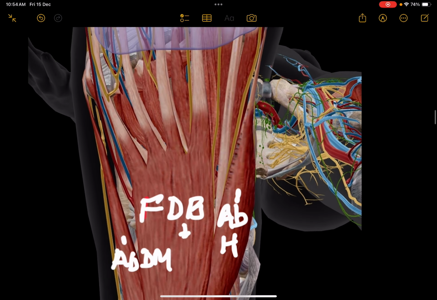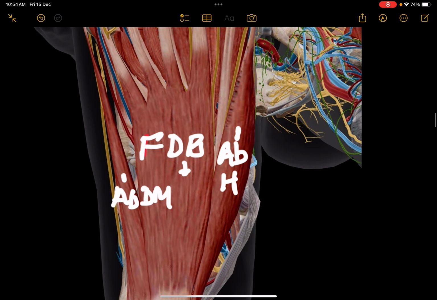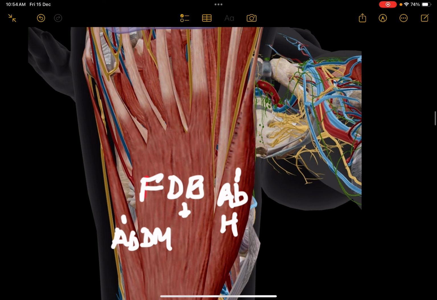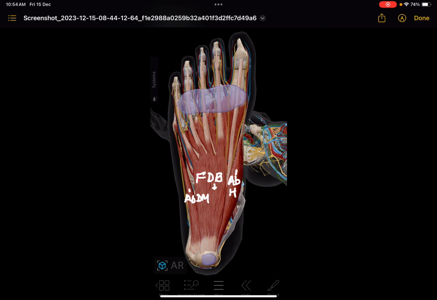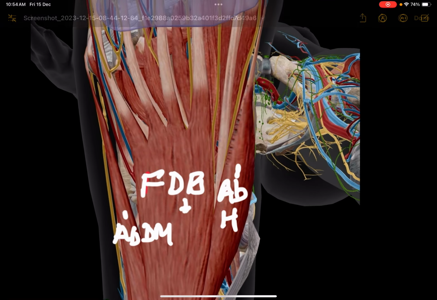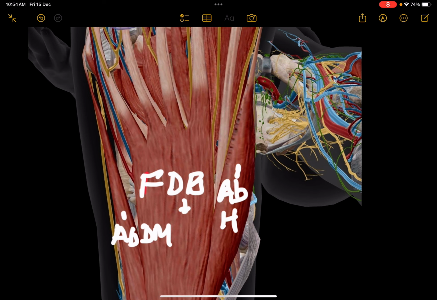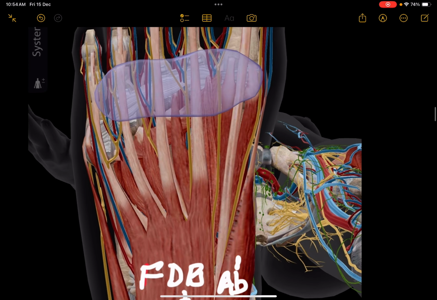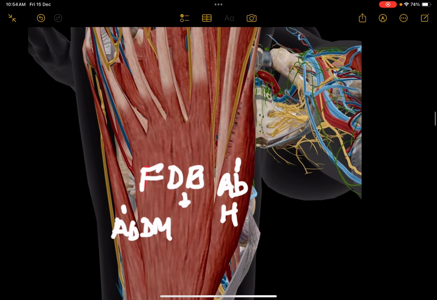Now we go on to the first layer of sole. Here you see the abductor, and this is the flexor digitorum brevis between the abductor hallucis and abductor digiti minimi.